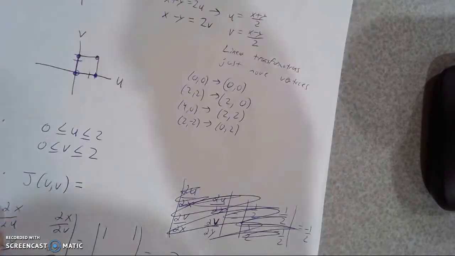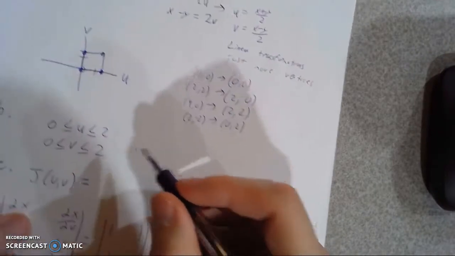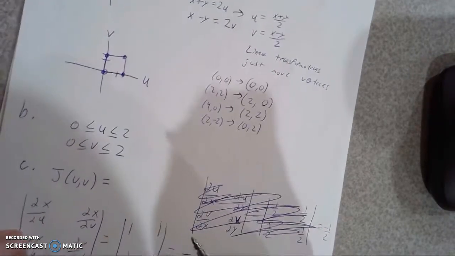Okay, for part B, we're supposed to decide what the bounds are on the UV plane. Well, that's pretty simple. It's 0 to 2, 0 to 2.